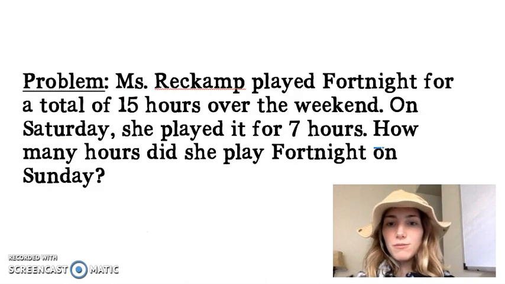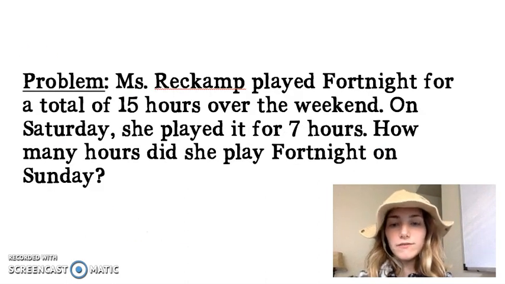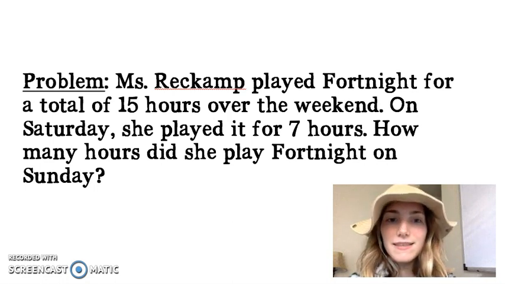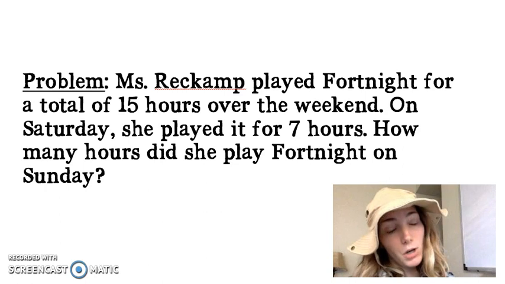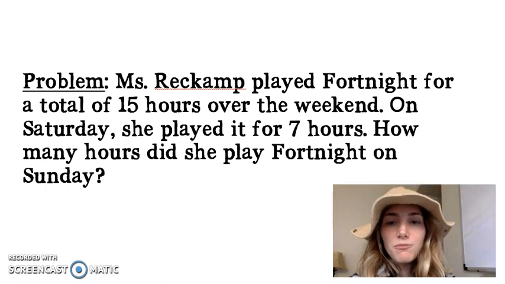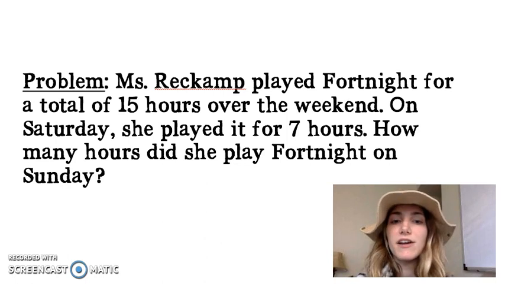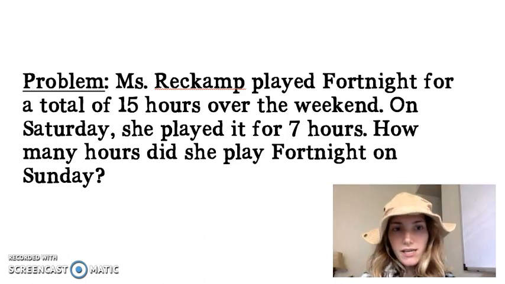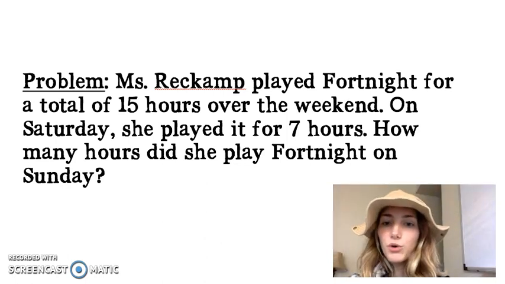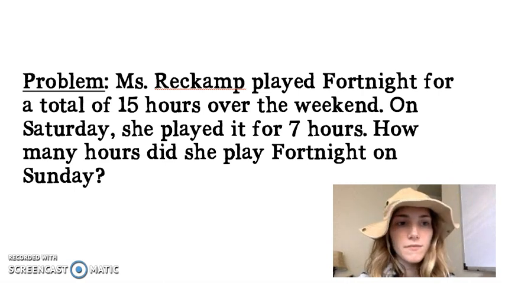So, our first problem that we will be working together to solve is the following. And just to preface this may or may not be true, so ask me tomorrow. Miss Raycamp played Fortnite for a total of 15 hours over the weekend. On Saturday, she played it for 7 hours. How many hours did she play Fortnite on Sunday?